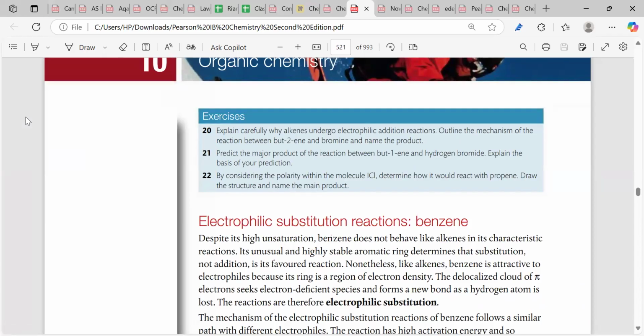Explain carefully why alkenes undergo electrophilic addition reaction. Outline mechanisms of the reaction between butene and bromine, and name the product. Butene is this. This is butene, isn't it? Now, over here, Eunice, is it butene which I have drawn, or do you agree? Yes, is it clear?